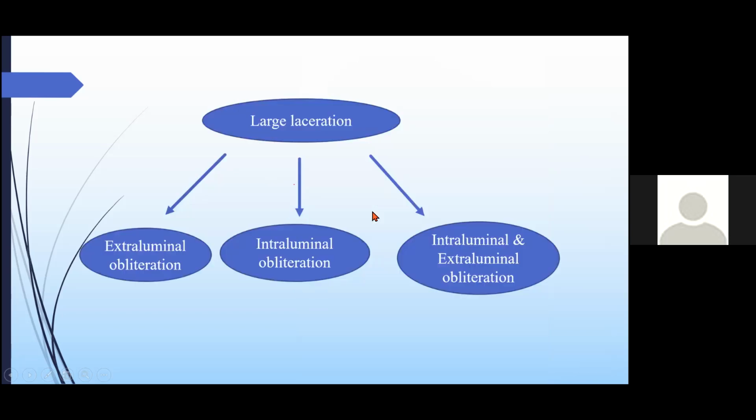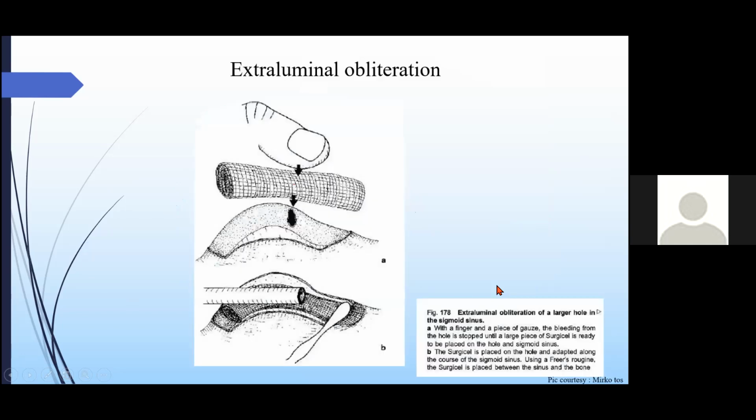It's a small vein. In case of large lacerations, especially when we are doing this exposure of the sigmoid sinus, they need obliteration. It can be extraluminal, intraluminal, or both. So let's see what is extraluminal. It means above the lumen, we are trying to pressurize and obliterate this. First we put a Surgicel, and by that time, in this picture, we are seeing this gauze piece is held and pressure is applied over this. After some time, the Surgicel is placed and tucked into the bony edges throughout the length of the sigmoid sinus.